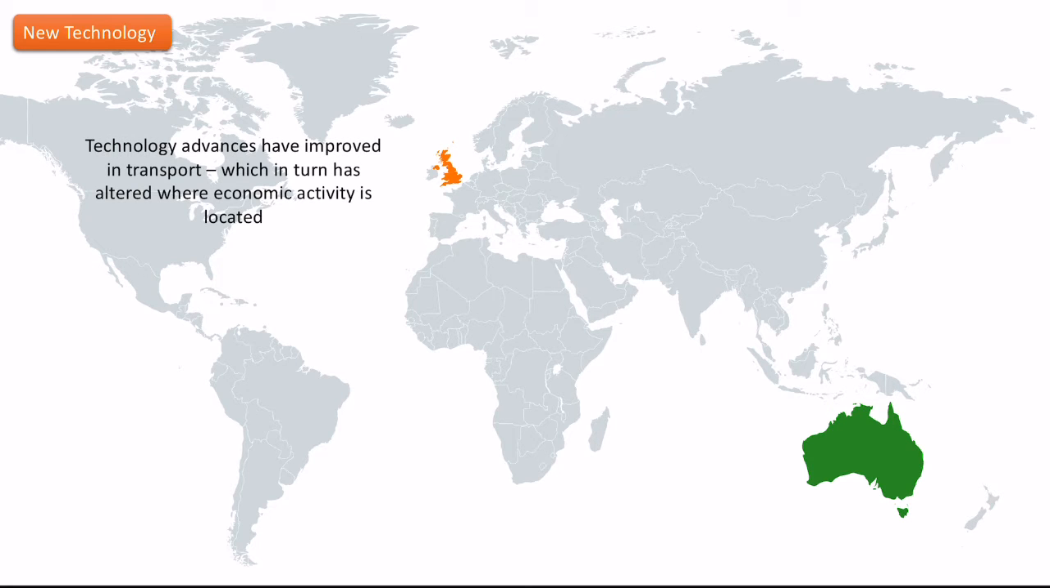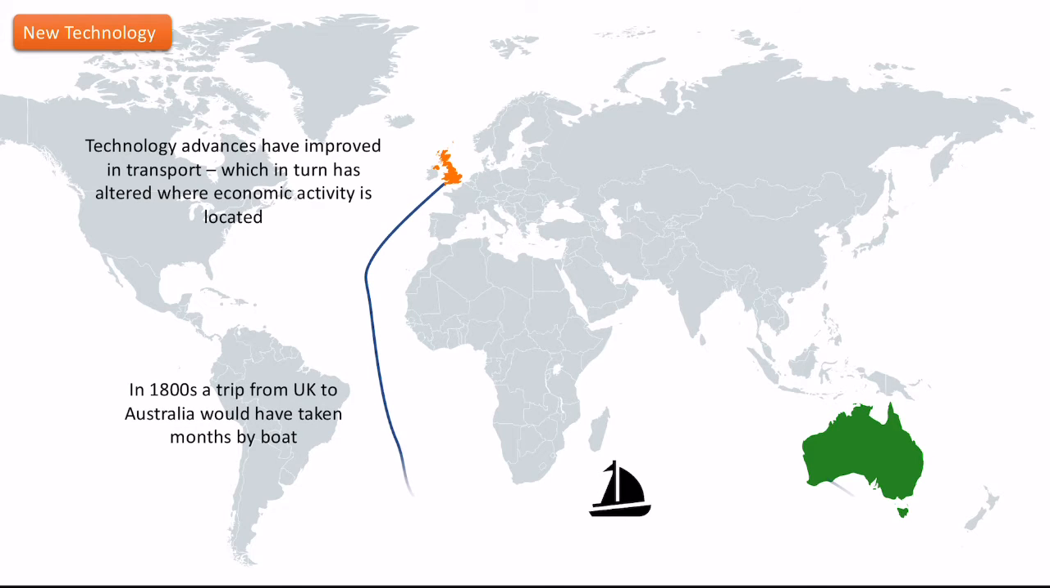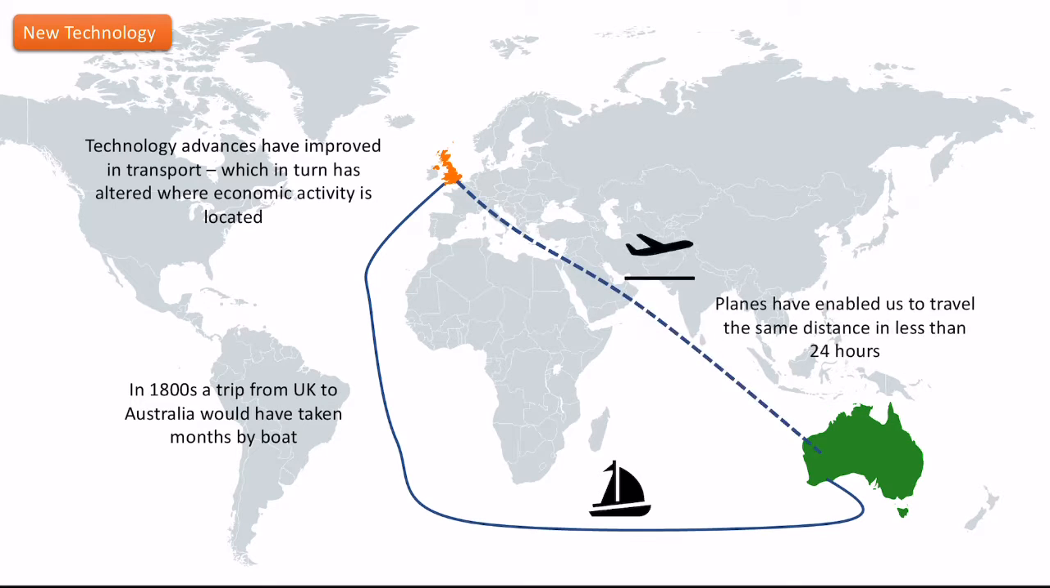Now I'm going to talk about new technology. One of the most significant things that's changed in the last 100 years is that there's been rapid advances in transport technology, and therefore this alters where economic activity is located. So if I was going from the UK to Australia in the 1800s, it would have taken me months by some sort of sail or steamboat. Now, because technology has improved and we have aeroplanes, I can travel to Australia in less than 24 hours.